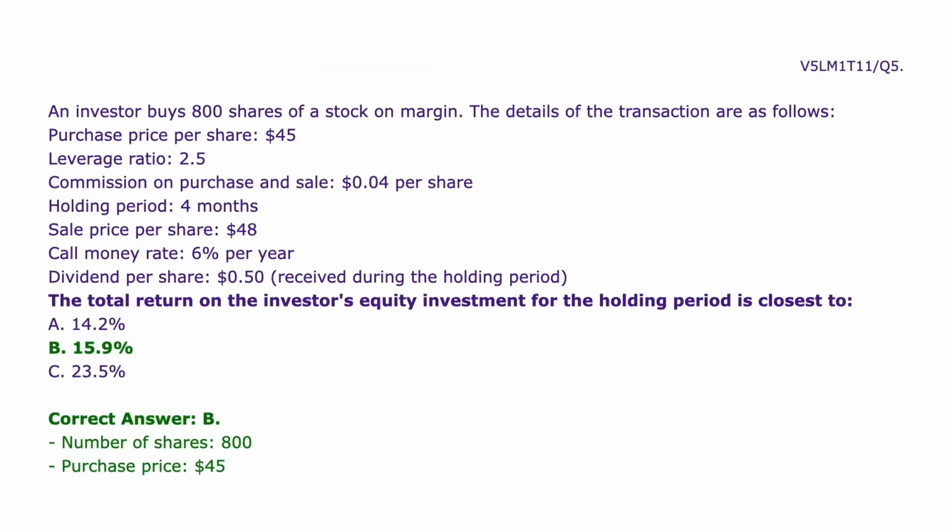Remember, return is on the investor's total cash put in. You have to include the purchase commission in the initial equity, not just the equity. Interest reduces profit. Dividends increase profit. Commissions reduce profit on both buy and sell. Leverage makes the percentage higher than the stock gain. 3 divided by 45 is almost 6.7% stock gain, which becomes around 16% on equity.